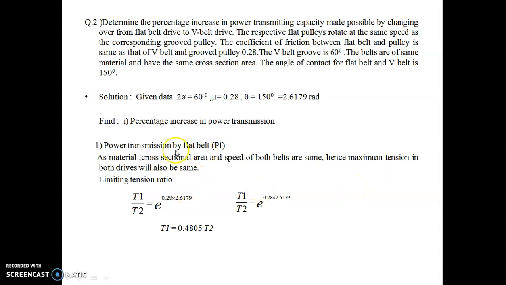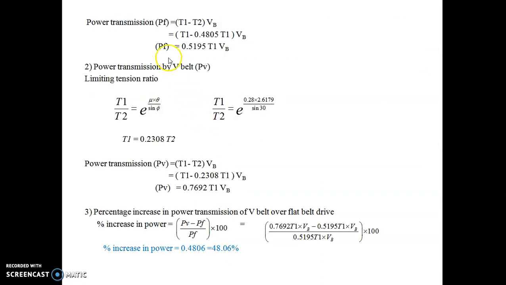Now we know that for flat belt, limiting tension ratio is T1 upon T2 is equal to e raised to mu theta, that is e raised to 0.28 into 2.6179. So T2 is equal to 0.4805 into T1. So power transmitted by flat belt is equal to T1 minus T2 into velocity. So T2 is 0.4805 T1. So we'll get PF is equal to 0.5195 T1 into Vb.